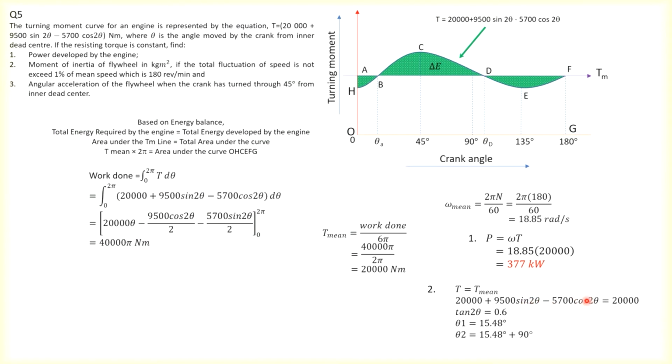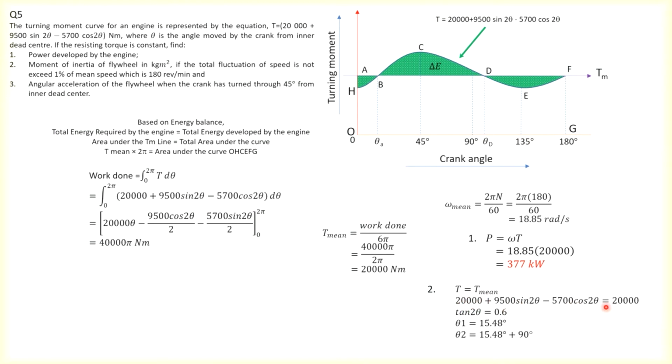If you take sine over cos, you will get tangent. Cos over sine is cotangent; sine over cos is tangent 2 theta. And then if you take 5,700 divided by 9,500, you get 0.6.